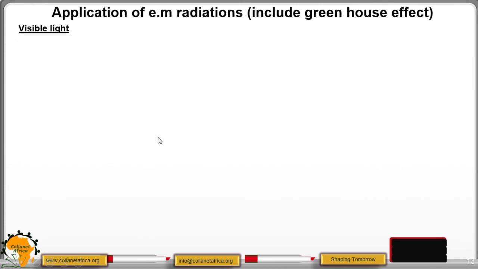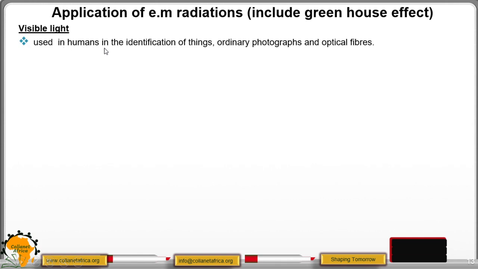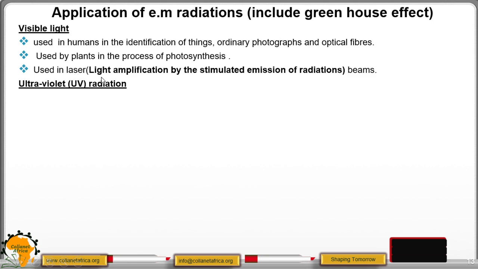From there, we have the visible light. This helps human beings in the identification of things. It is also used in taking ordinary photographs, and also in optical fibers. Now, optical fibers are used in communication. It is also used by plants in the process of photosynthesis. Also in laser, which stands for light amplification by stimulated emission of radiation. These beams are used in industries. For example, in timber industries, laser beams are used to cut the timber into desired sizes.